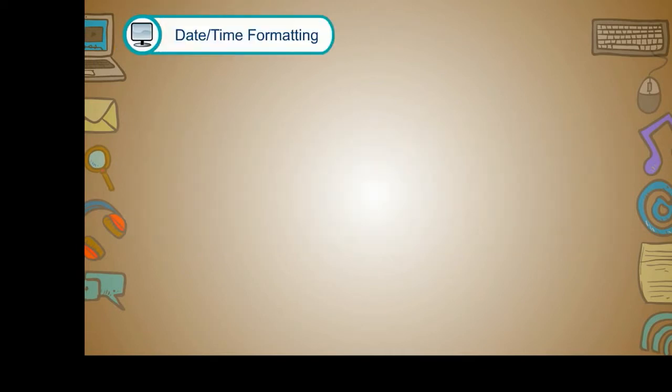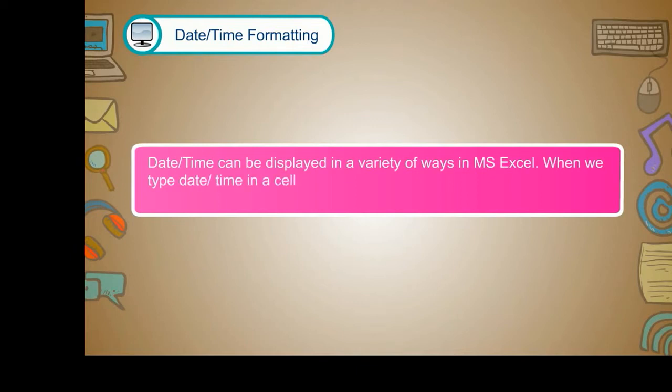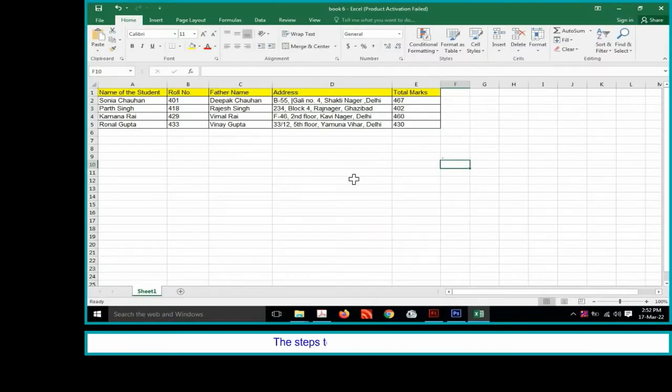Date and time formatting. Date and time can be displayed in a variety of ways in MS Excel. When we type date and time in a cell, it appears in a default date and time format. We can format date and time as we type. The steps to format date and time are as follows.